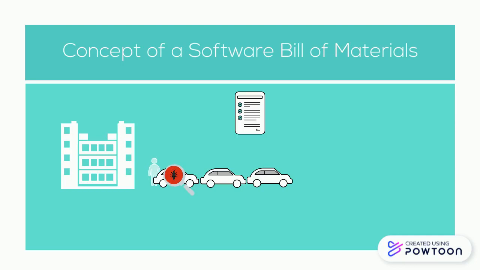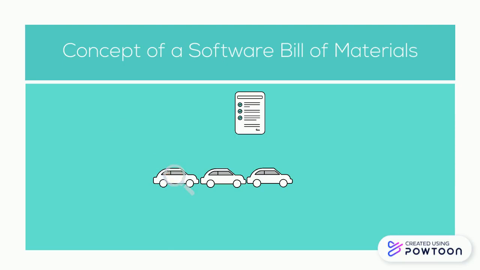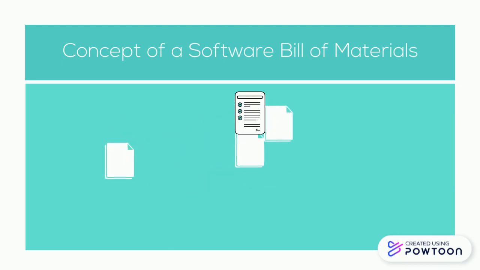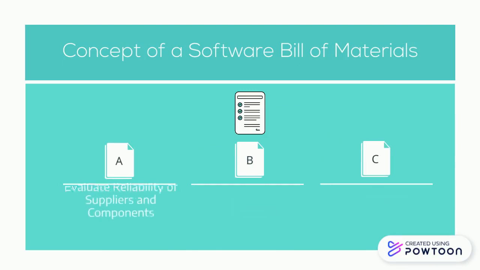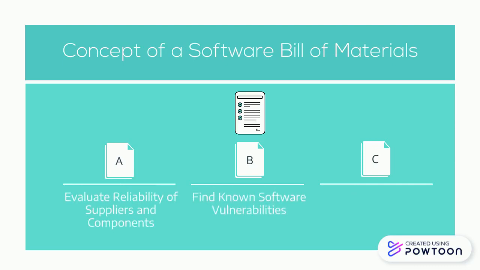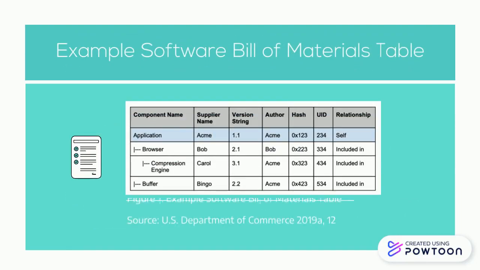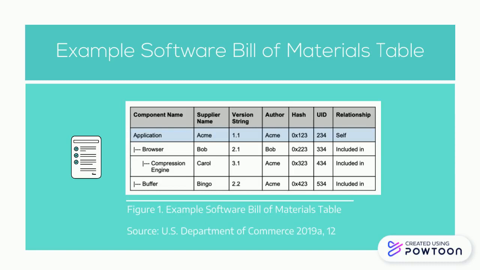Software Bill of Materials, or SBOM, would use these supply chain concepts and apply them to software. An SBOM listing would include an inventory of proprietary, open source, and third-party software to improve the reliability and security of these components. A software bill of materials provides a way to evaluate the reliability of suppliers and components, as well as tabulate the number and severity of known software vulnerabilities. An example of a software bill of materials table is shown as Figure 1.